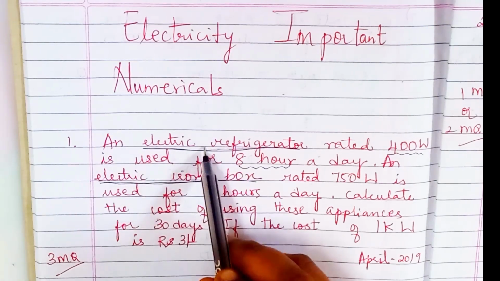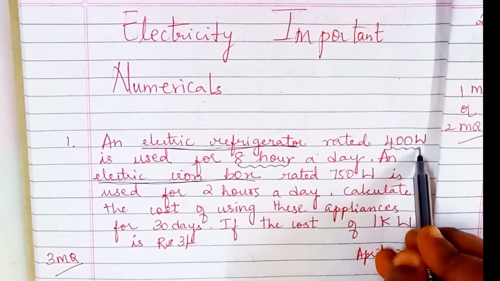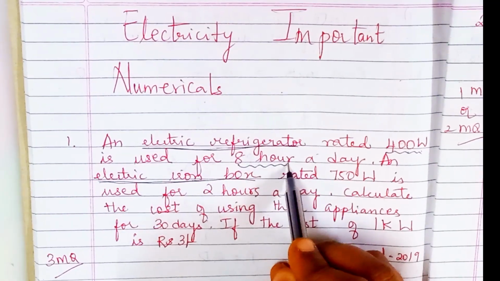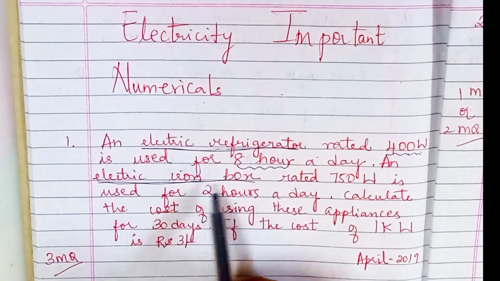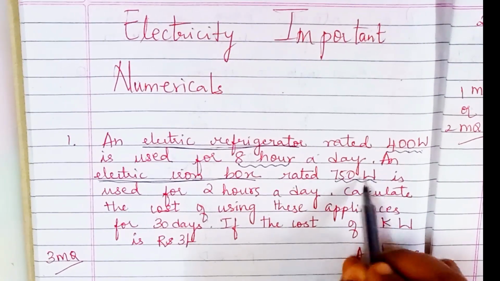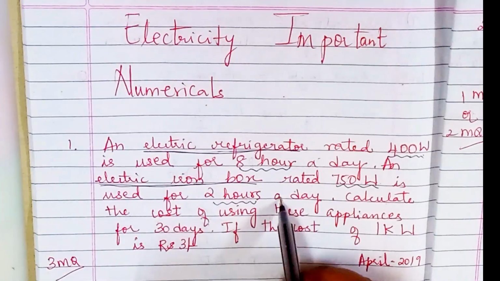So the power consumption for an electric refrigerator is how much? It is 400 watt. For how many hours a day is it being used? It is used for 8 hours a day. Similarly, for an electric iron box, what is the power? It is nothing but 750 watt. How many hours a day is it being used? It is used for 2 hours a day.